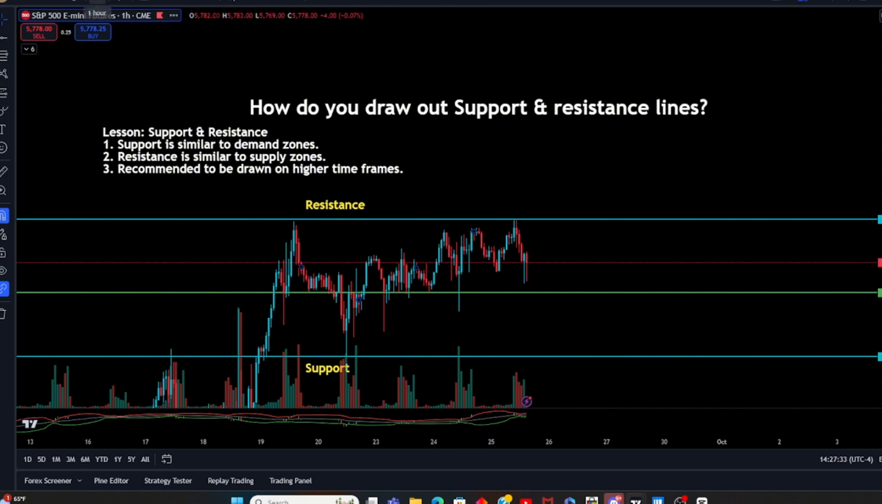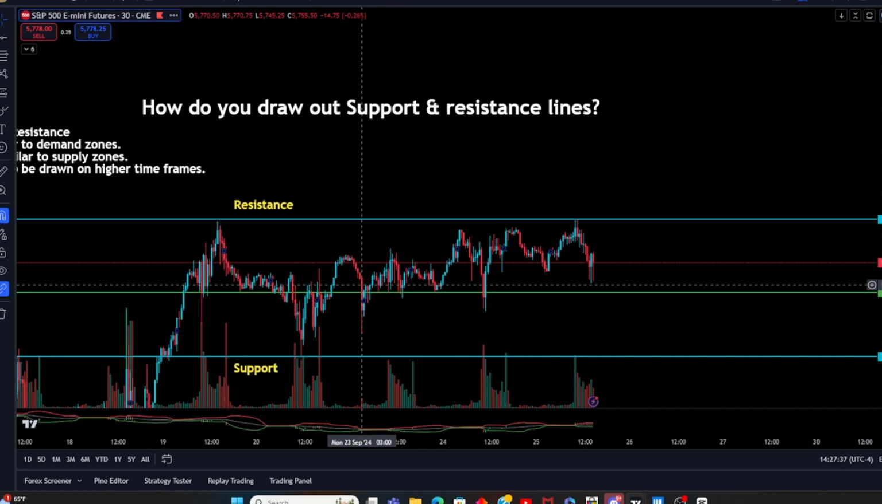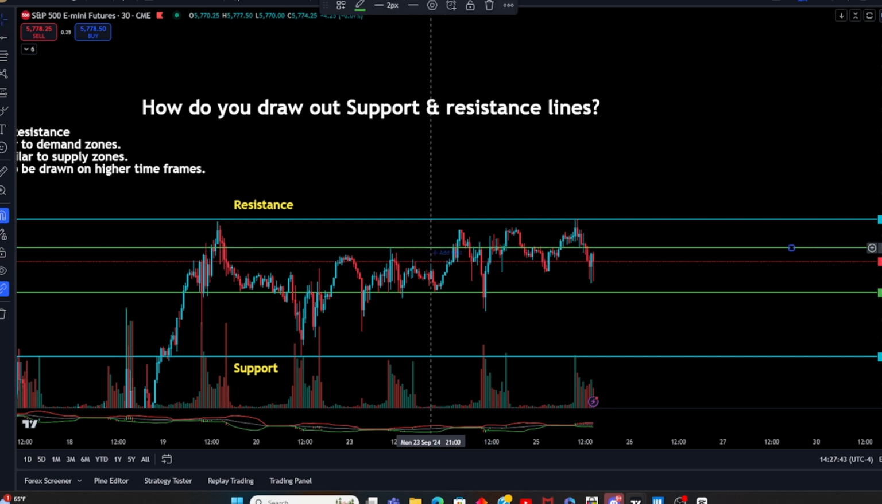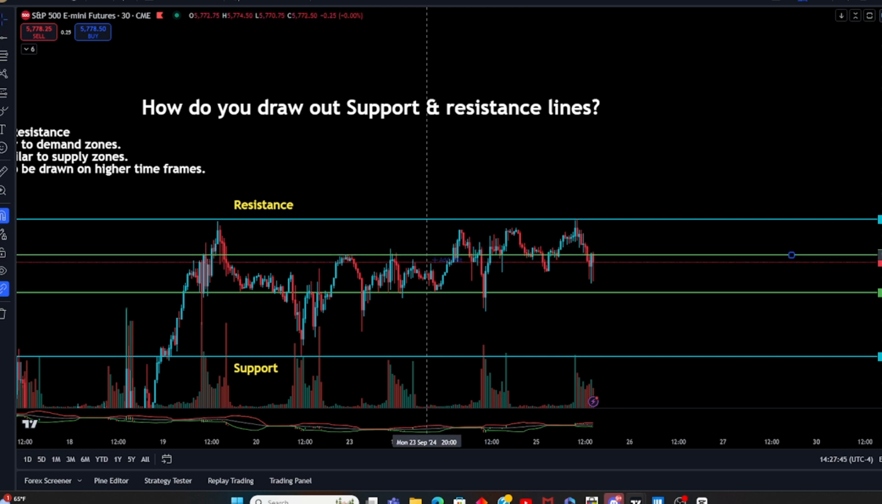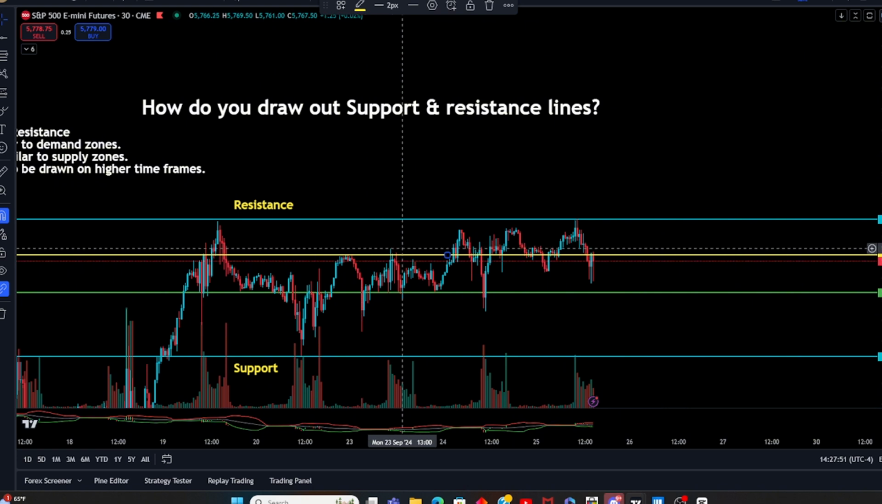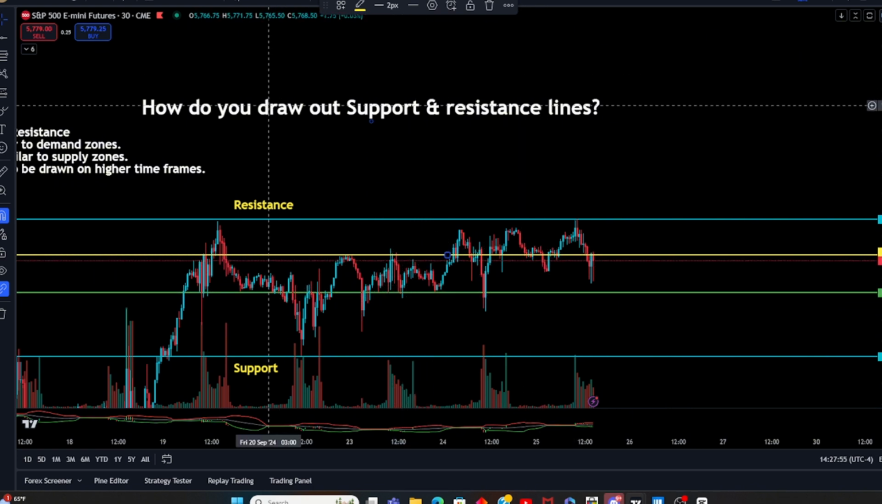As I go to lower time frames, if I can spot another support and resistance line, so you can see right here, I would say this is a very good resistance area. Then I'll change the color on that line, maybe to yellow. Now I know that the 30 minute is yellow and the 1 hour is green.